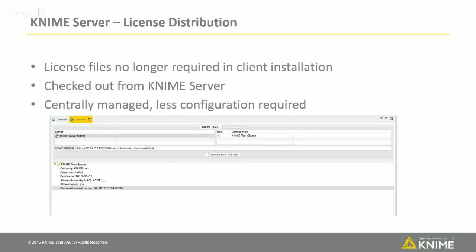With the KNIME server license distribution, you no longer need to manually install license files on individual clients. If you have a KNIME server available to you, you can install all of the license files in the KNIME server so that they're centrally managed, and then users can check these out from the licenses view. That just makes things really easy for new users to get started and use features like the KNIME Teamspace, personal productivity, or even the big data extensions.